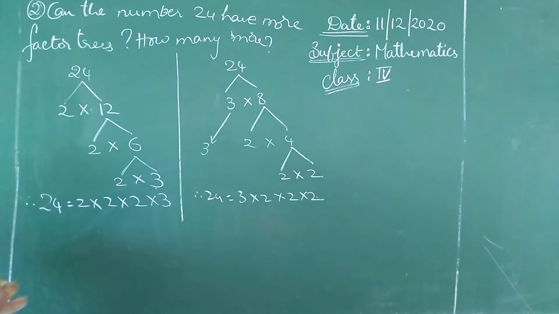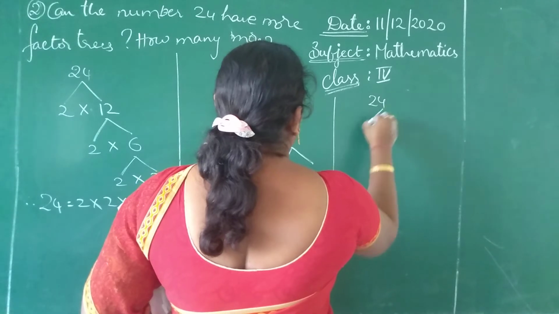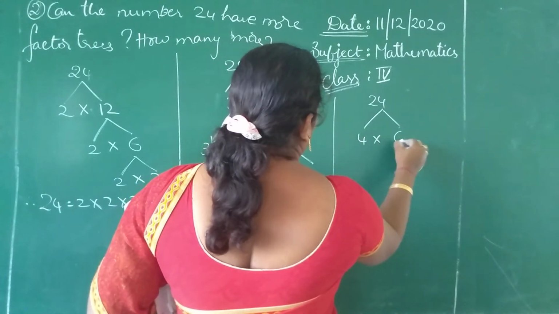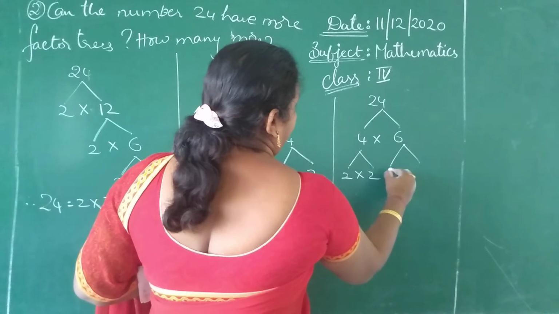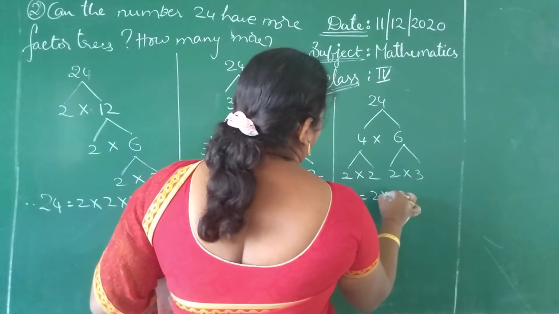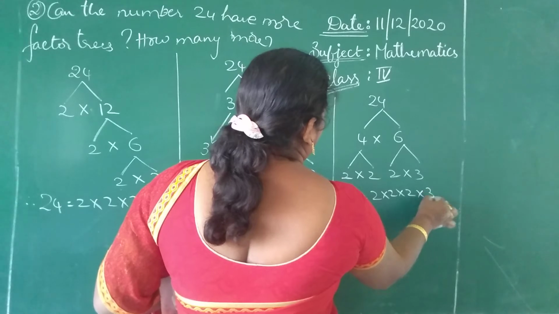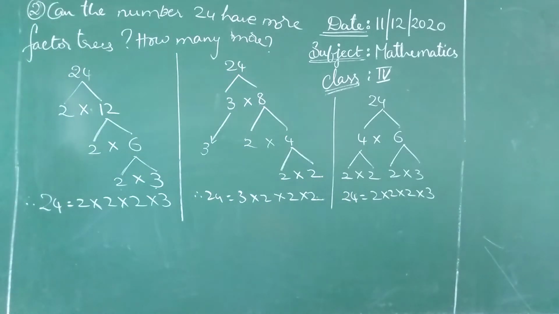One more way of 24 is 4 6s are 24. 24 can be written as 4 6s are 24. 4 can be written as 2 into 2, and 6 can be written as 2 into 3. So 24 can be written as 2 into 2 into 2 into 3. These are the different ways to write the number 24 in different factor trees.